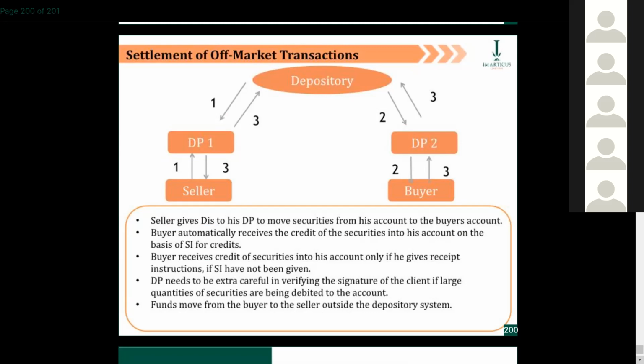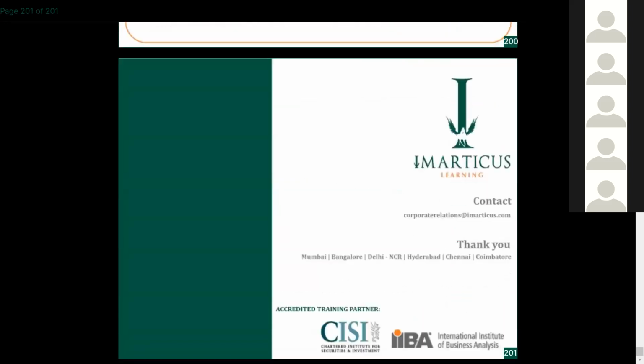In a market transaction, the funds move from the buyer to the seller also through the depository system, because the transaction has happened through the market. So that is about the depository operation and dematerialization.